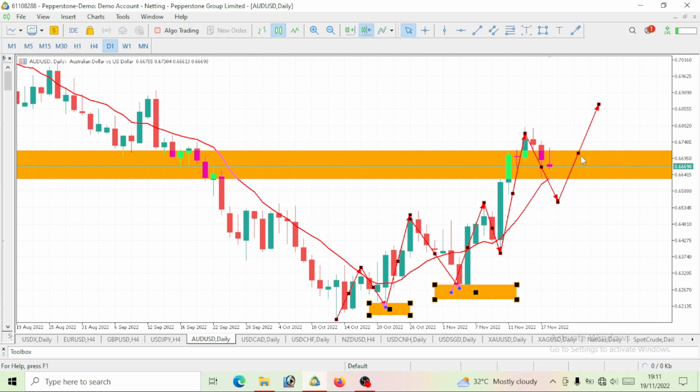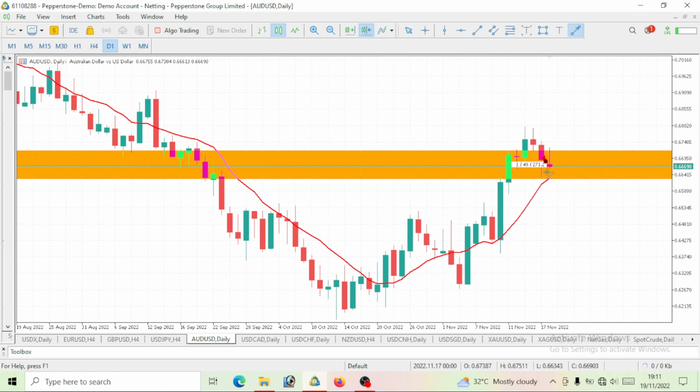Right now, the question would be, is this pullback over, right? I don't believe the pullback is over. I would want to see this pullback drop to reach this level, right? I would want to see it, because price has reacted to this level multiple times.